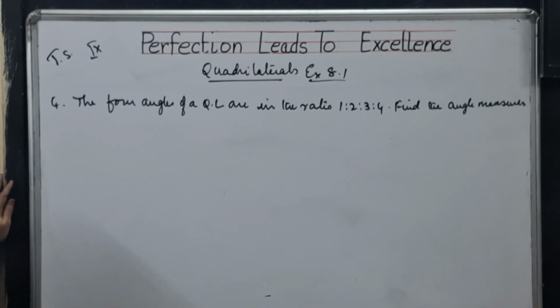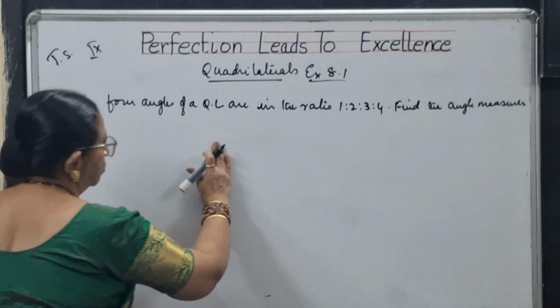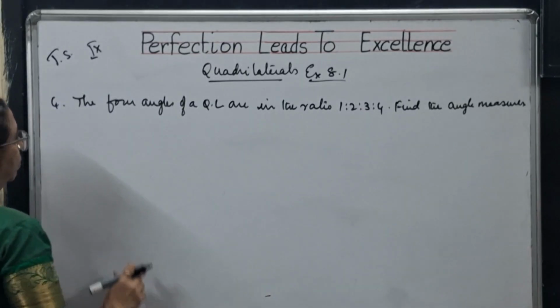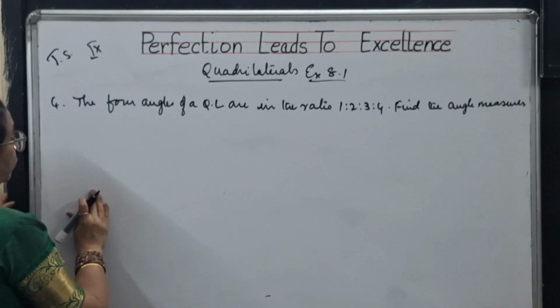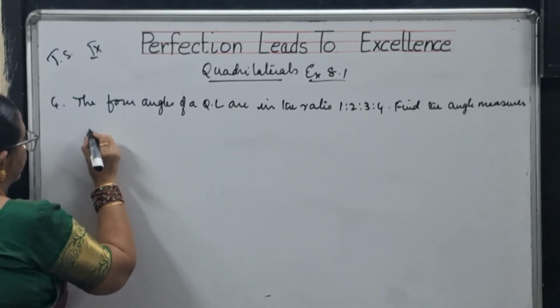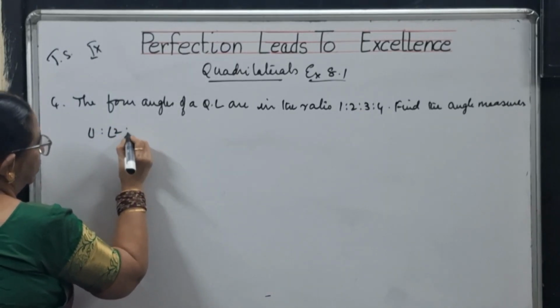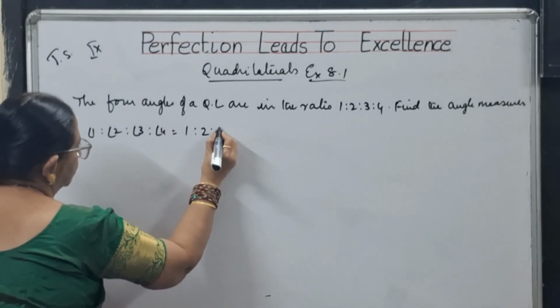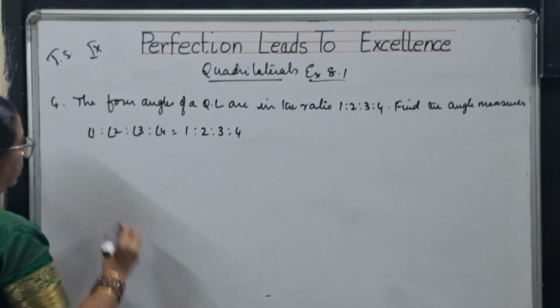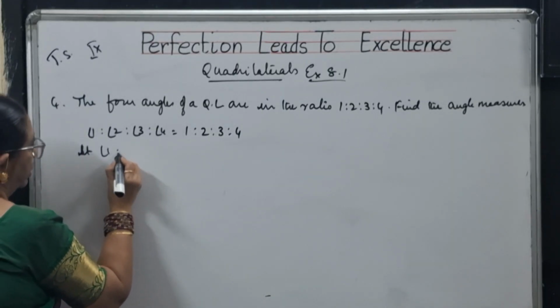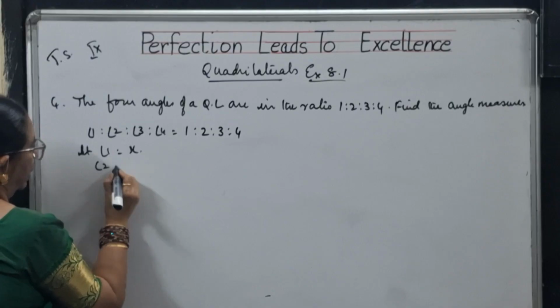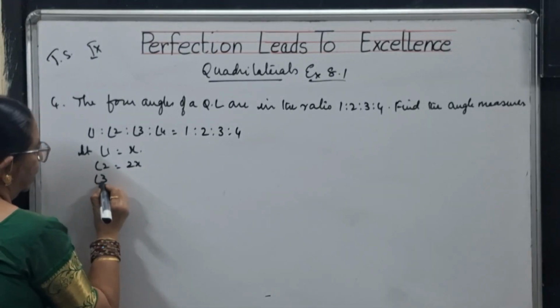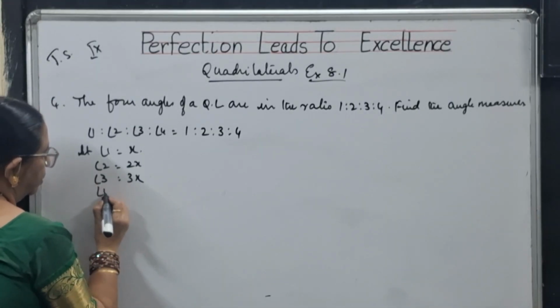Now the next problem is: the four angles of a quadrilateral are in the ratio of 1 is to 2 is to 3 is to 4. Find the angle measures. So we know that angle 1 is to angle 2 is to angle 3 is to angle 4 is equal to 1 is to 2 is to 3 is to 4, as they have given.